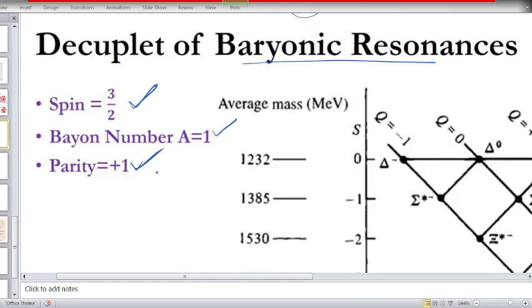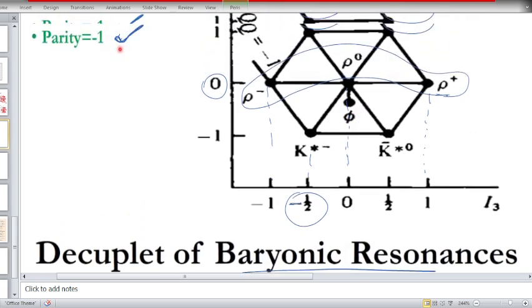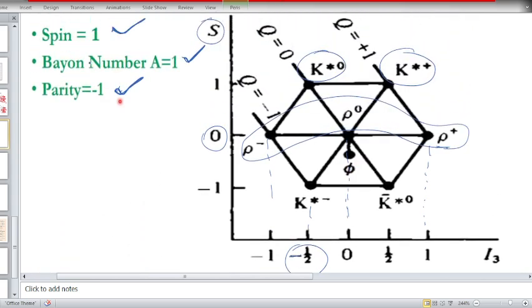Because this one, I think, yeah, this one must be 0. This baryon number has to be 0. Please check that. This one has to be 0 because it is a mesonic resonance. You just check that.